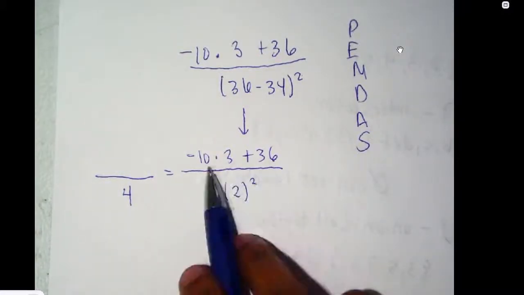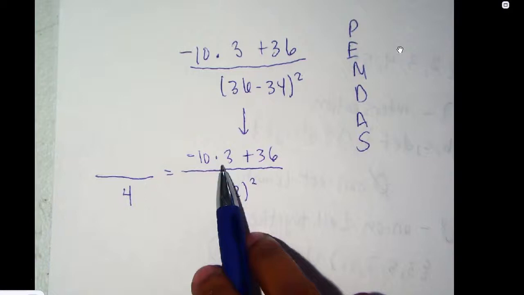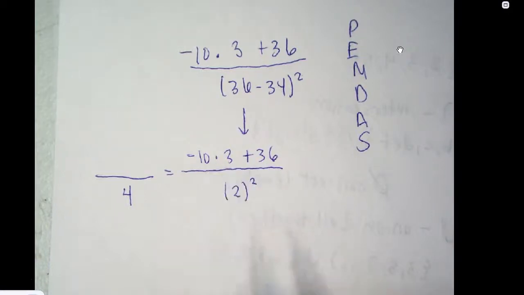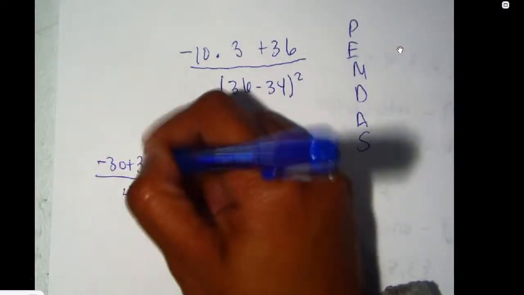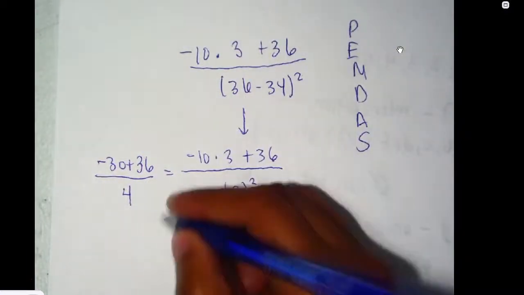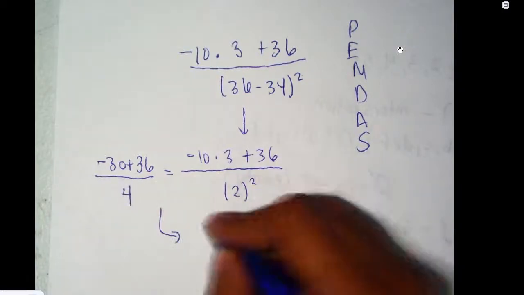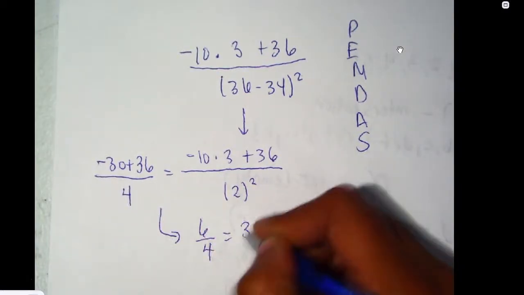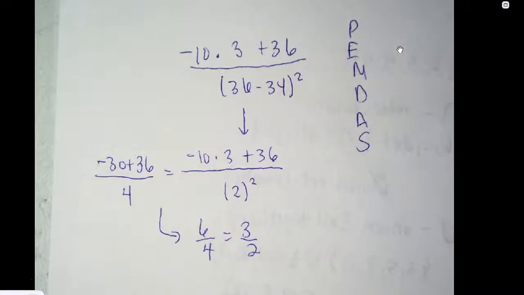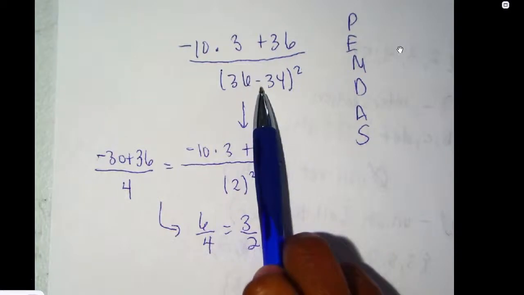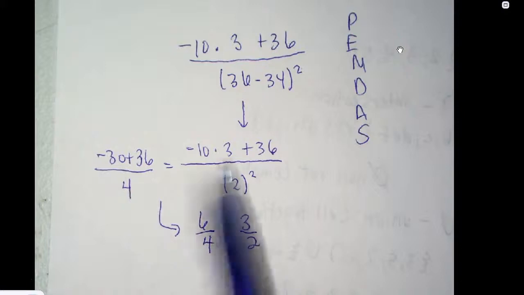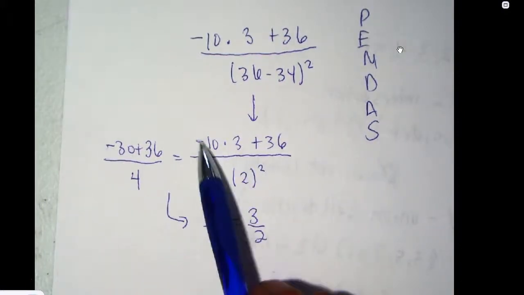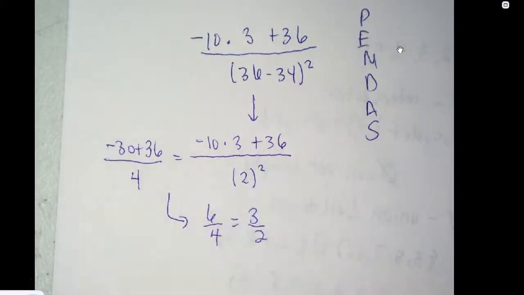And then here, from left to right, we have multiplication before addition. So here's negative 30 plus 36. Okay, last step. So this becomes 6 over 4, which reduces to 3/2. So number 8 is 3/2. Just be careful with that. Start with parentheses, then go to exponents. So we got the 4 from that. And then from left to right, we do the multiplication. Watch your signs, and then the addition last.